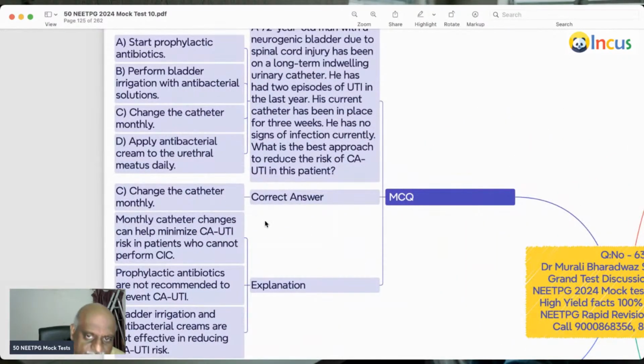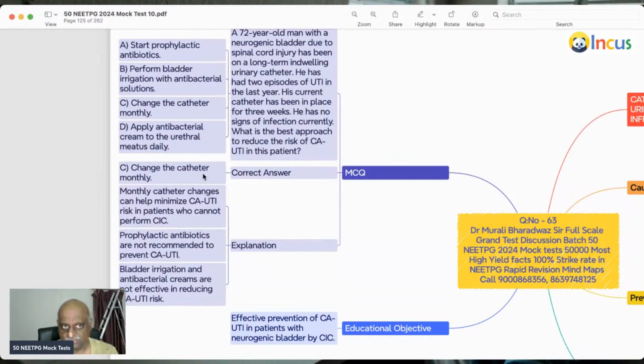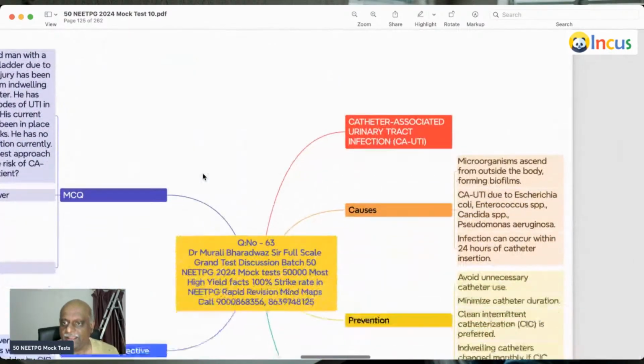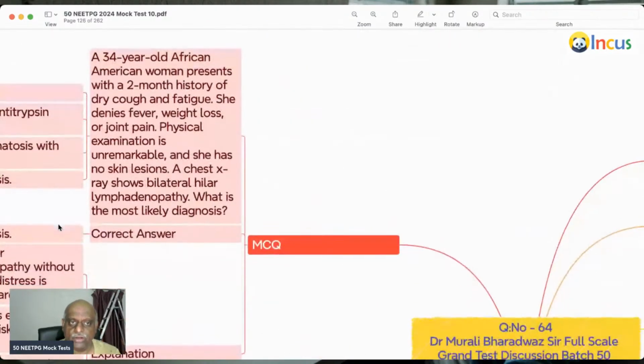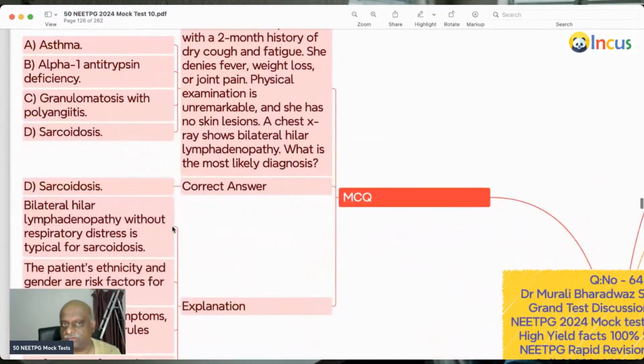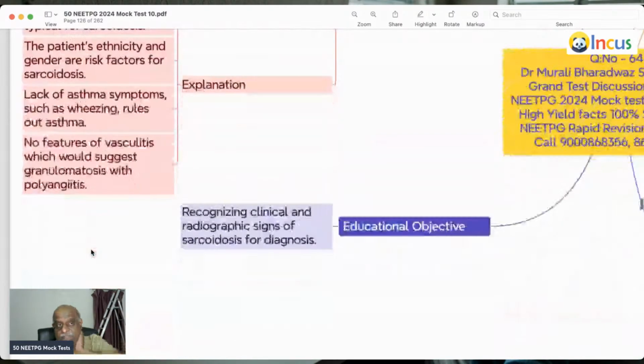So whenever UTI is there, monthly catheter changes can help minimize the catheter-associated UTI, is what you need to remember. Now, a 34-year-old presents with 2-month history of dry cough, bilateral hilar lymphadenopathy without respiratory distress, very typical of sarcoidosis.